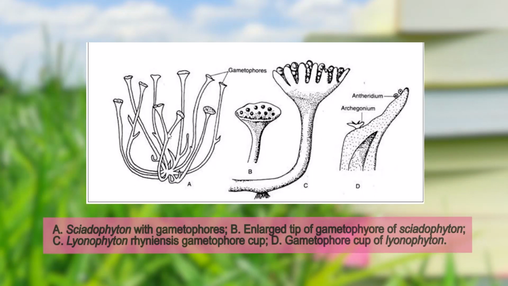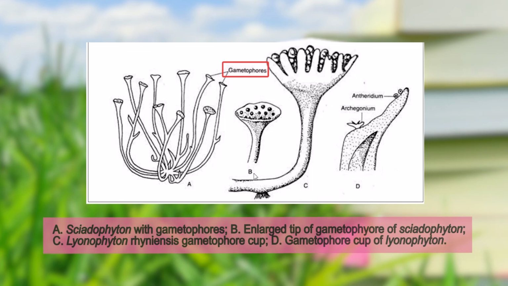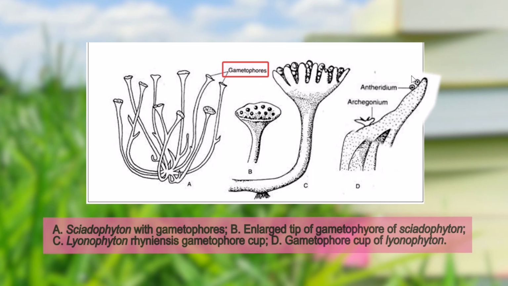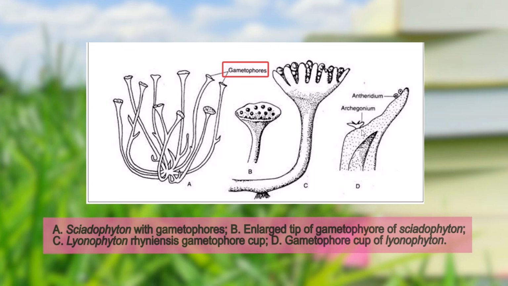Here we have given the various types of gametophytic phase. See, this is the Sciadophyton, this is the gametophore. This is just the enlarged tip of the gametophore. We said that in the case of Lyonophyton, there is a cup-shaped structure, and in this cup-shaped structure the gametes are present. Here you can easily see the antheridium and the archegonium. The archegonium is relatively larger in size and the antheridia are smaller, and they are present at the tip of the gametophore cup, while archegonia are present a bit down.